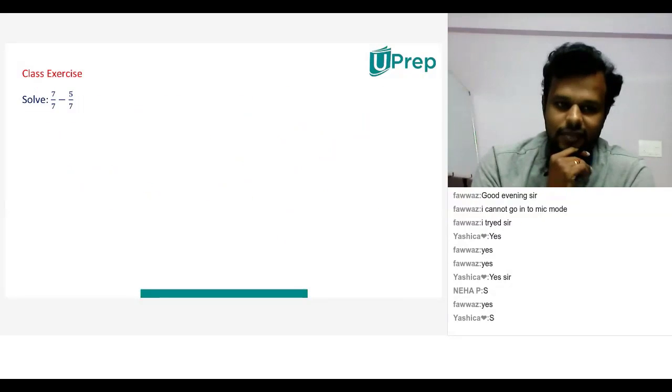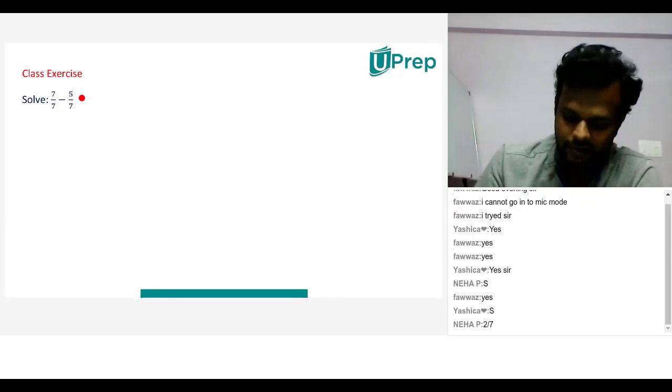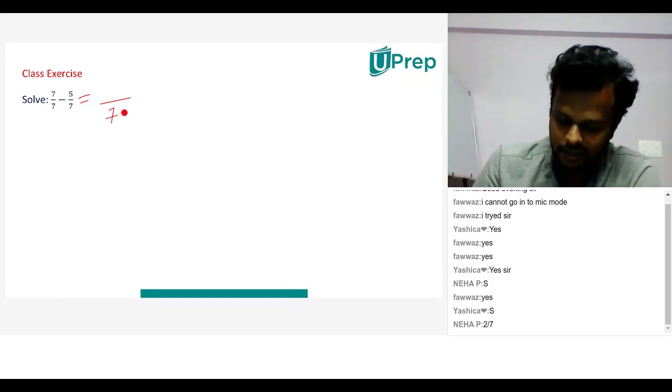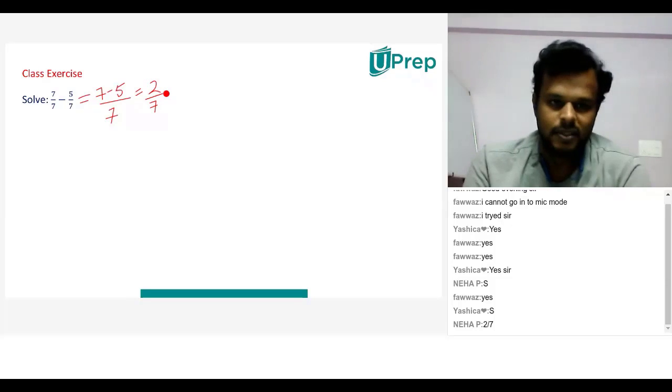So what is the answer for this, children? 7 by 7 minus 5 by 7 is? Very good. Neha has given the answer. So children, we have a common denominator here. So I write the common denominator as it is, and 7 minus 5 will become, this is 2 by 7. So this was very simple.